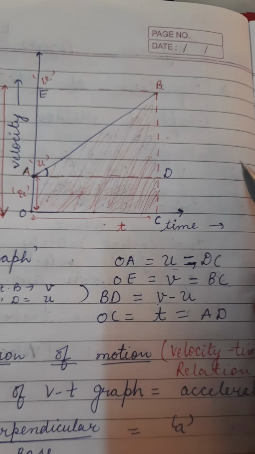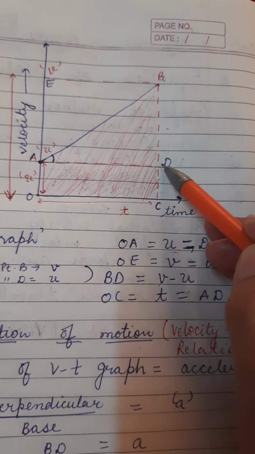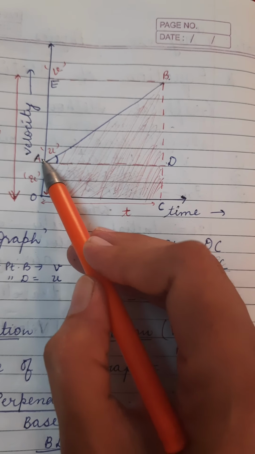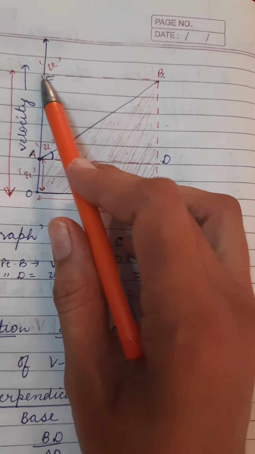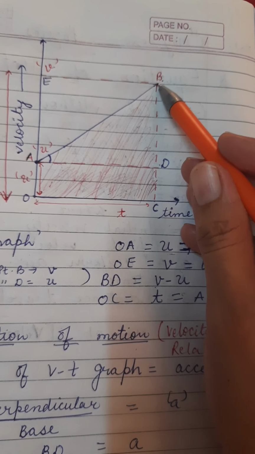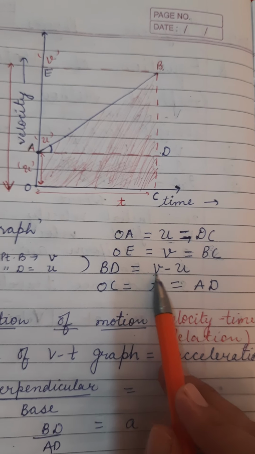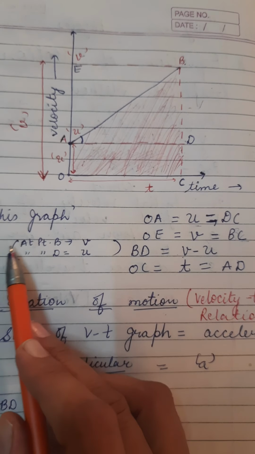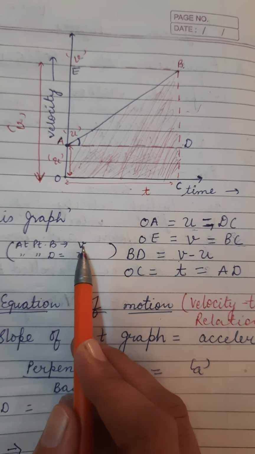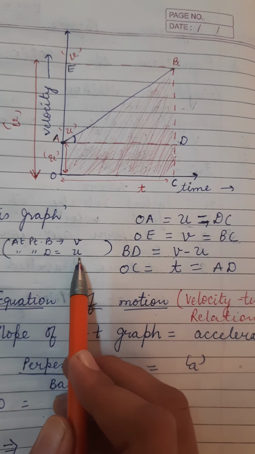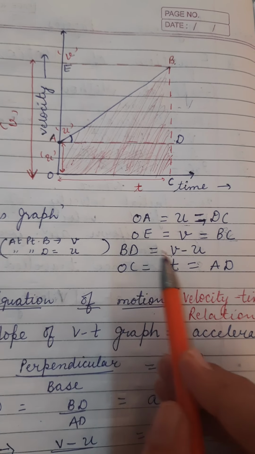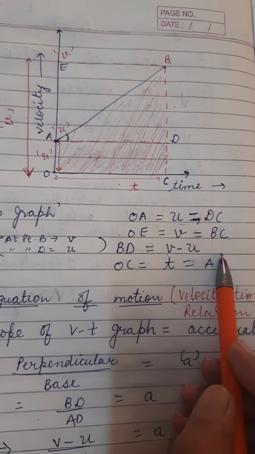And what is the value of BD here? At point D, velocity is u. At point B, velocity is v. Then this will be v minus u. BD is equal to v minus u. At point B, it is v. At point D, it is u. Then BD is equal to v minus u.